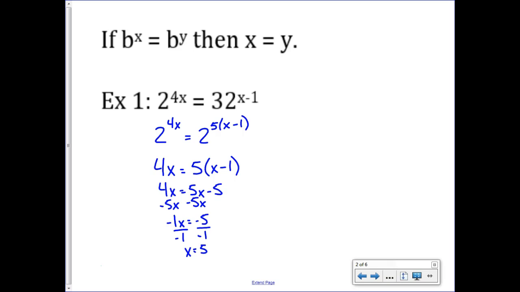Now you always want to check on these that they do plug back in and they do work. So 4 times 5 is 20, so 2 to the 20th would equal, this is 5 minus 1 is 4, so that would be 2 to the 20th as well. That would give us the same thing.